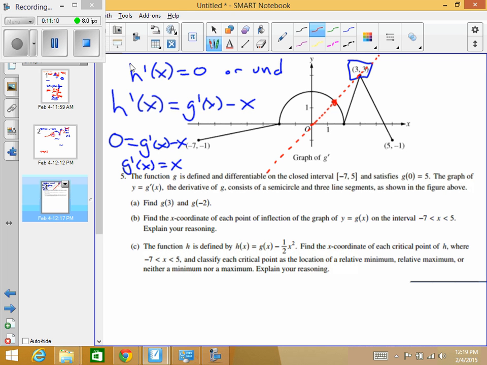One way we could find it, we know that's a circle with a radius 2. So this little red piece right here is defined x squared plus y squared equals 4. It's a circle with center 0, 0, radius 2.